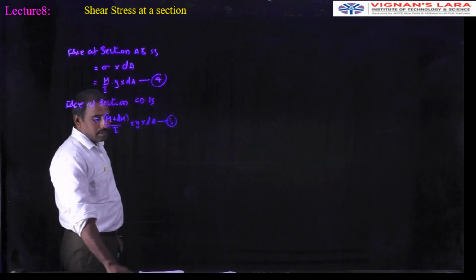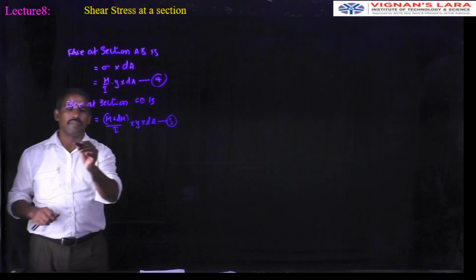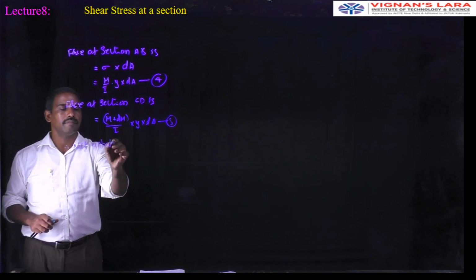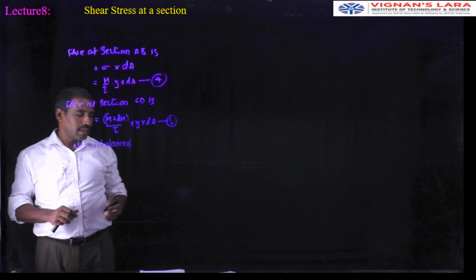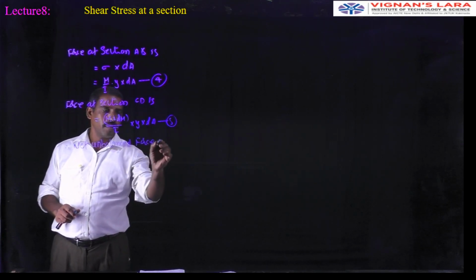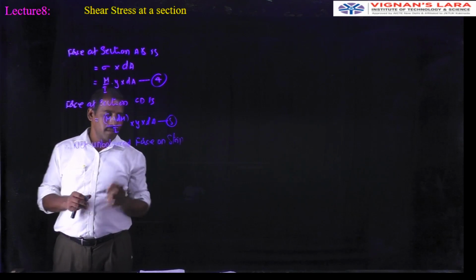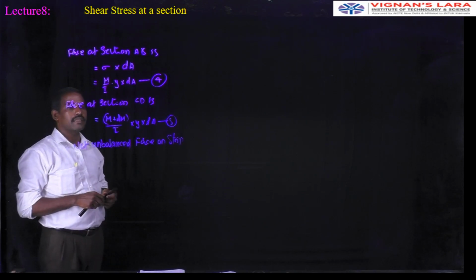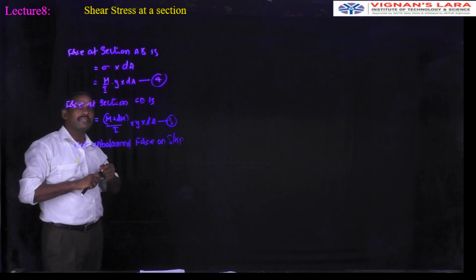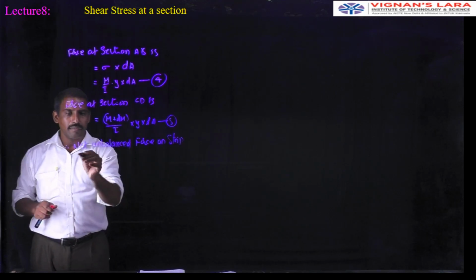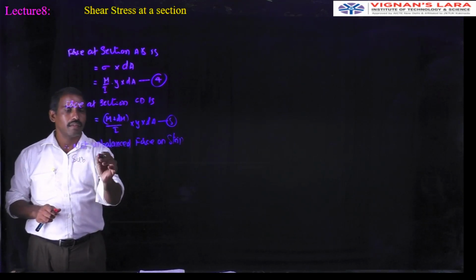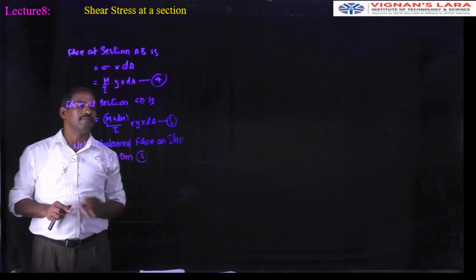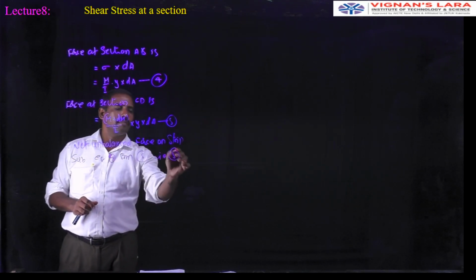What about the net unbalanced force on the elemental strip? Simply, we know the force at a distance x plus dx and the force at section AB, that is at a distance x. That means subtract equation number 4 from 5. That means 5 minus 4.